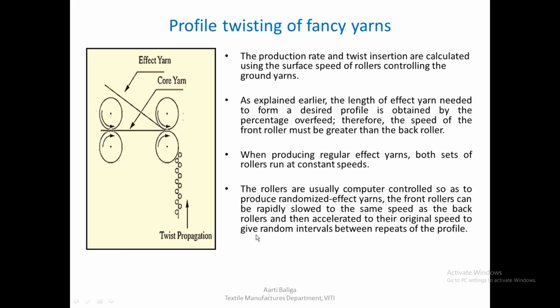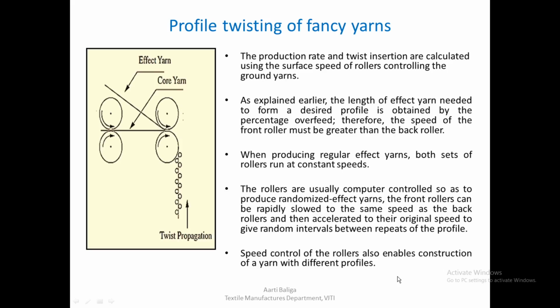This is done so that we can have random intervals between the repeats of the profile. So by having this facility to change the speed, I can produce different textures or different modifications in the same type of yarn, where we can have different loop lengths and loop sizes, depending on how we have accelerated or slowed down this particular front roller speed. So speed control of the rollers enables the construction of yarns with different profiles.